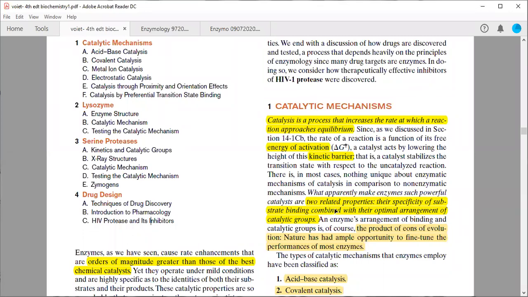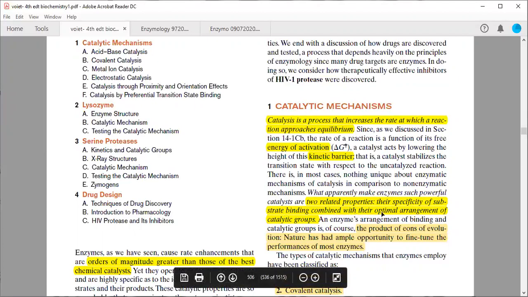Similarly, an enzyme is a powerful catalyst because of two related properties. One is the specificity of substrate binding: they are very specific in binding to their substrates, combined with the optimal arrangement of their catalytic groups. The second is the design, or the optimal arrangement, of their catalytic groups or amino acid side chains, so that they are able to catalyze the reactions more efficiently.